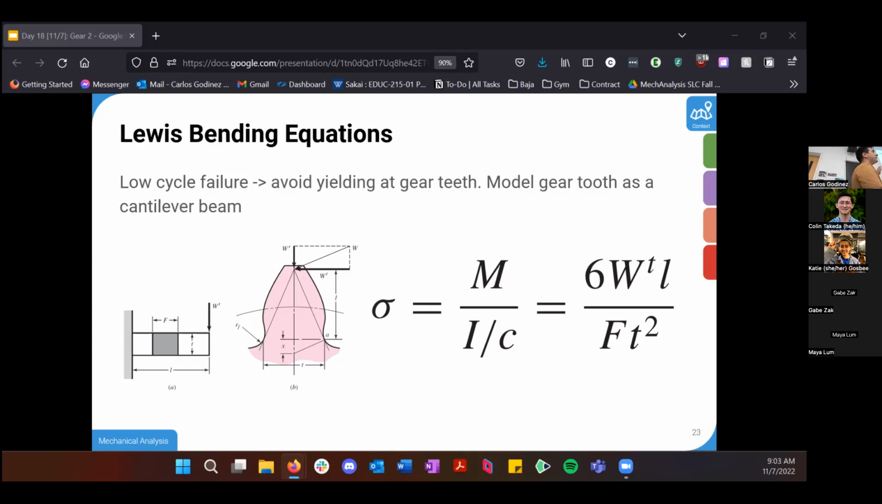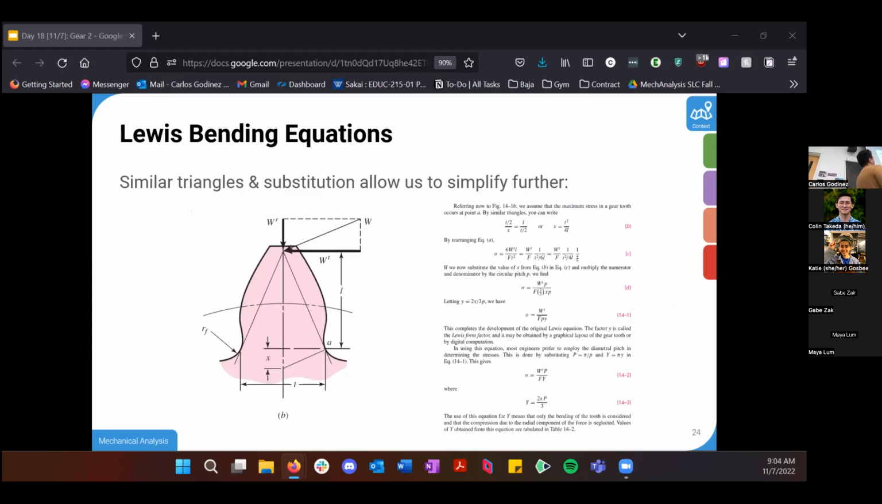You can substitute these in and get an equation of 6 times transmitted load times the length of your tooth, over the face width and the thickness squared. That's not super useful because there's still a ton of design parameters specific to your gear tooth. But if we go to the next slide, there's math that I won't walk you through, but it does exist if you want to go look at it in Shigley's.